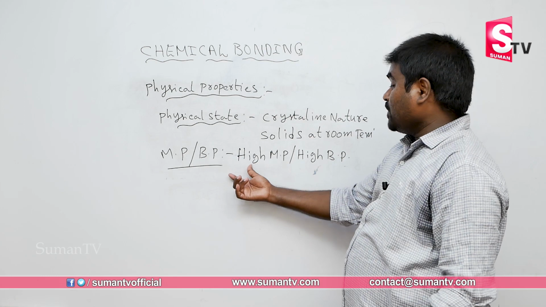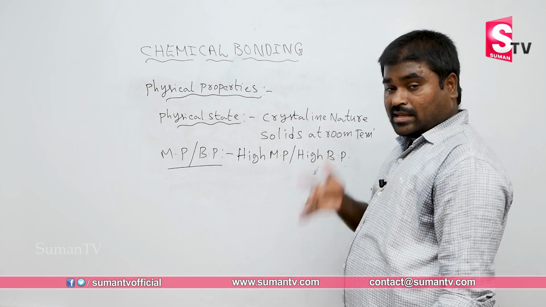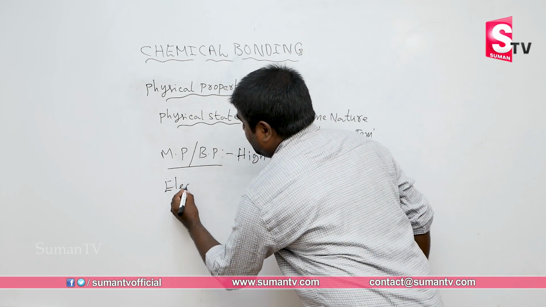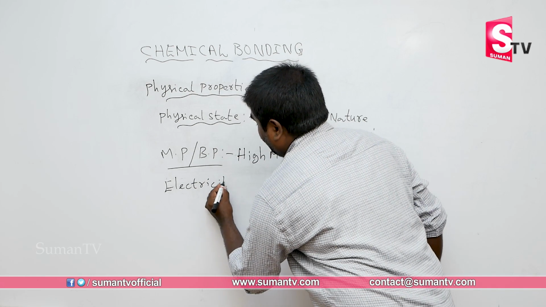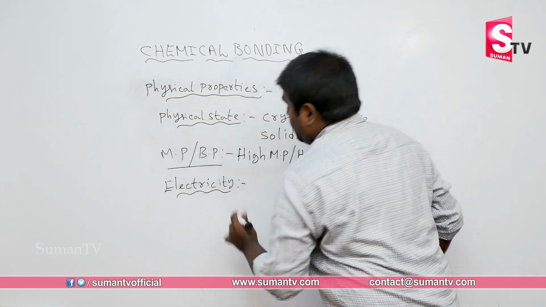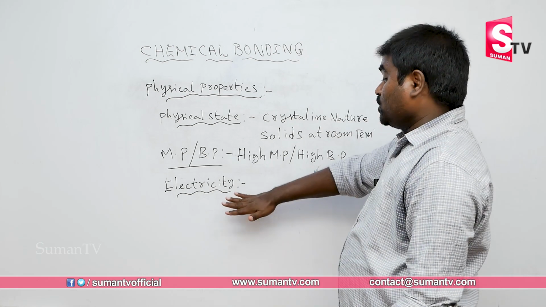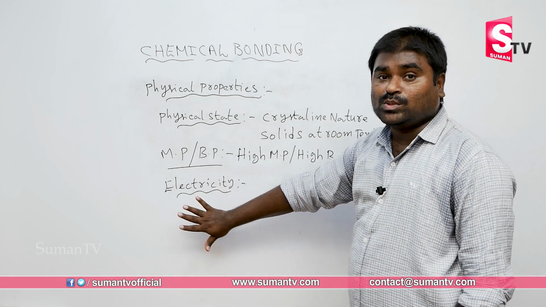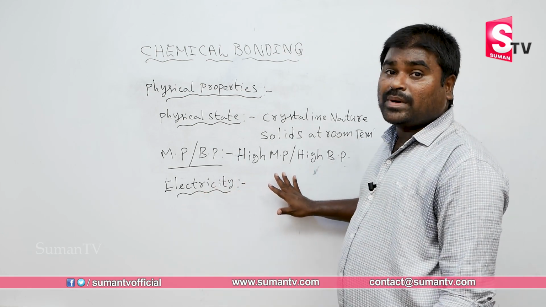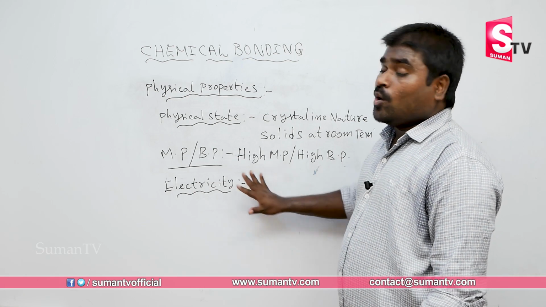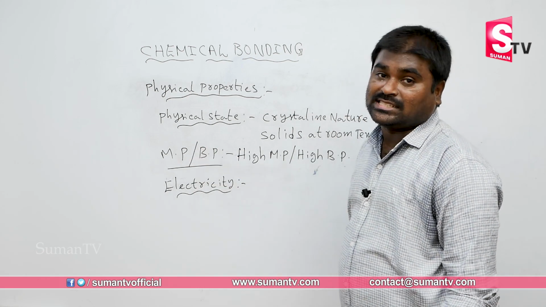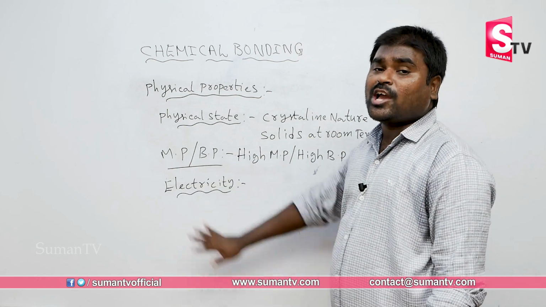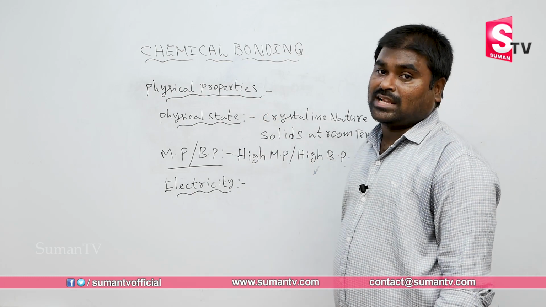High melting point, high boiling point. Next, children, electricity. Come to one more property, electricity. When an ionic compound is in solid form, it can't pass electricity. When ionic compounds are in the molten state, they can pass electricity. When in the molten state, ionic compounds are all good conductors of electricity.